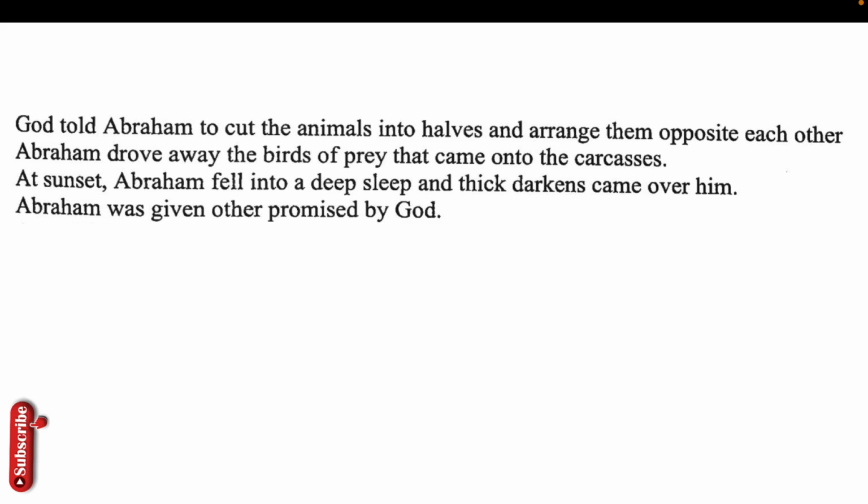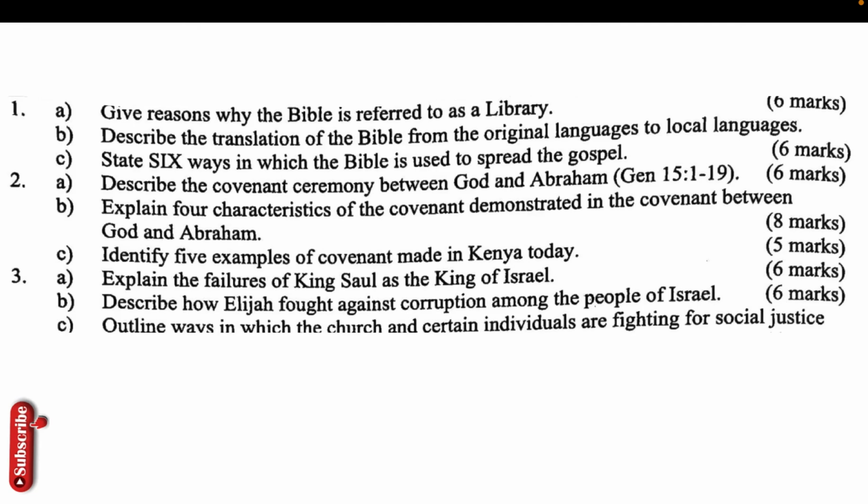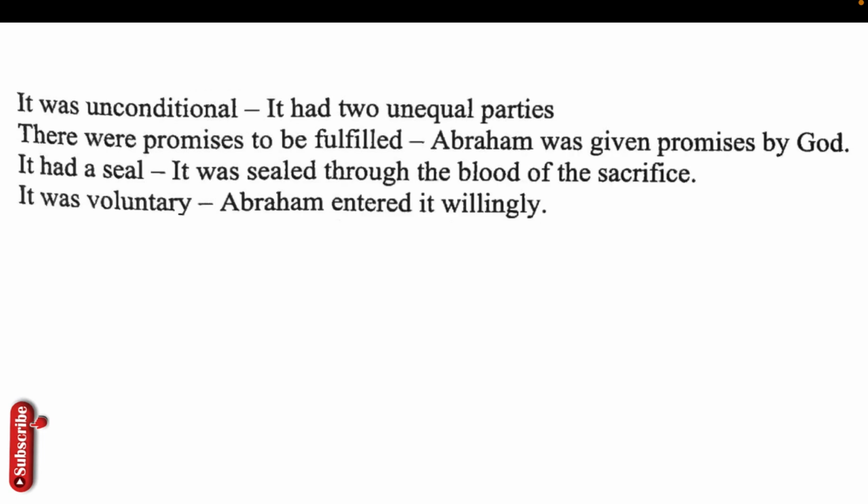Question 2b. Explain 4 characteristics of the covenant demonstrated in the covenant between God and Abraham. 8 marks. It was unconditional. It had 2 unequal parties. There were promises to be fulfilled. Abraham was given promises by God. It had a seal. It was sealed through the blood of the sacrifice. It was voluntary. Abraham entered it willingly. It was binding. It was to be kept even by Abraham's descendants. It was initiated by God.